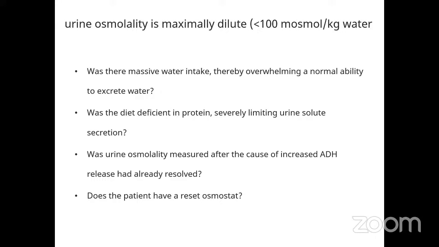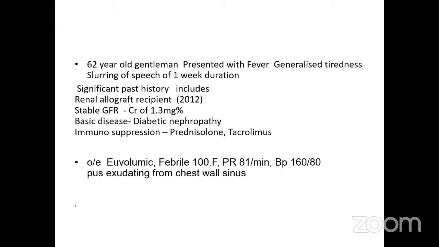As we grow older, especially after the age of 60, the thirst center normally gets stimulated at an osmolality of 275. In the reset osmostat, the thirst center will get stimulated even at the low osmolality of 265. So when the thirst center is stimulated at low osmolality, the person consumes more water, and that will produce a hypotonic environment.